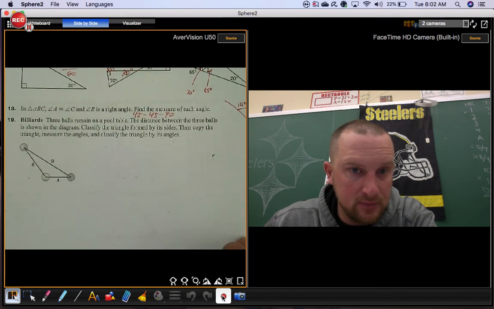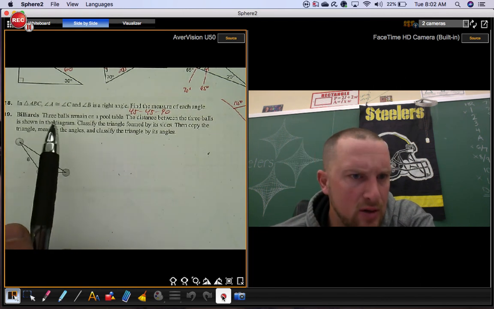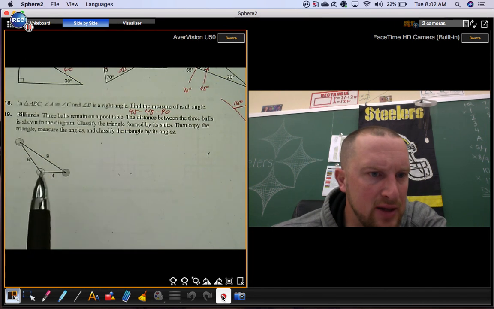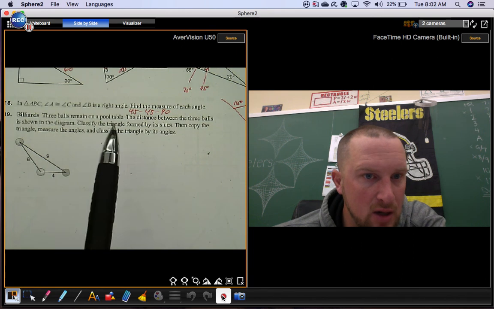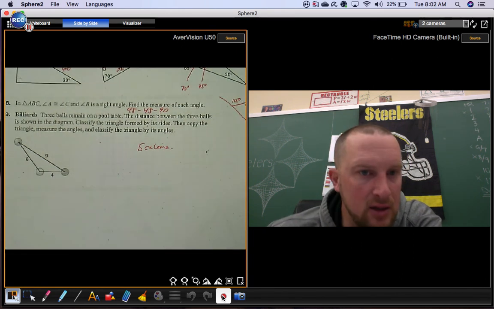Number 19, this is about billiards. Three balls remain on a pool table. The distance between the three balls is shown in the diagram. So this is a scalene triangle because the distances are all different. Classify the triangle formed by its sides. Well, that was easy. Scalene.